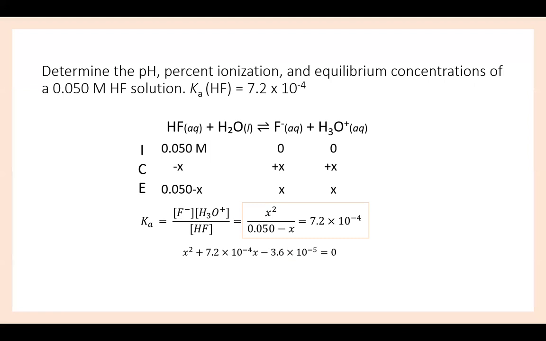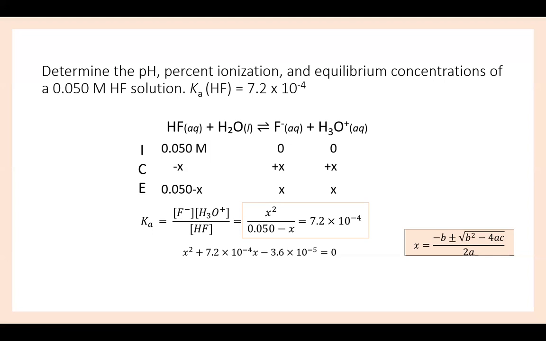X squared plus 7.2 times 10 to the minus 4 x minus 3.6 times 10 to the minus 5 equals 0. To solve for x, the quadratic equation is listed at the right. So the coefficients in order are A, B, C. So A is 1, B is 7.2 times 10 to the minus 4, and C is the minus 3.6 times 10 to the minus 5.